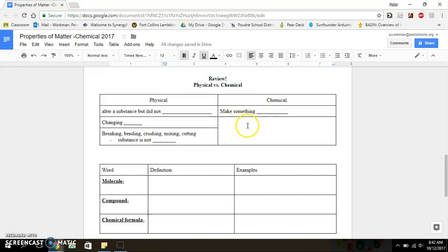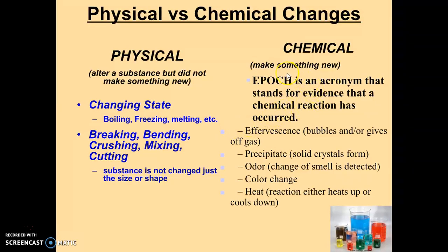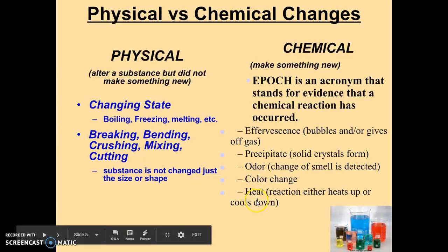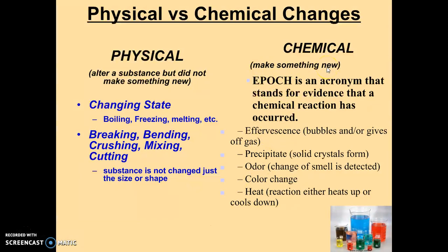And then down here, you're going to want to write in just that acronym, EPOCH, right? And as a review, EPOCH stands for those things that we just talked about. The effervescence, the bubbles, the precipitate that gets formed, odor, color change, heat. If any one of these things happen, that is good evidence that you have just made something new. You've had a rearrangement of atoms into new molecules. So feel free to pause, write EPOCH down, review physical changes.